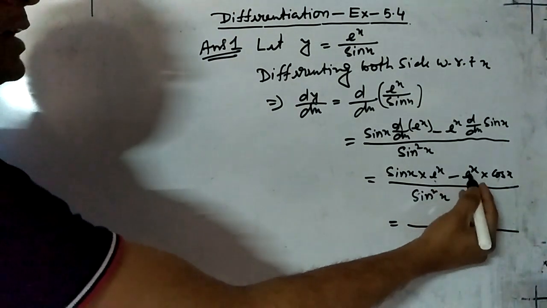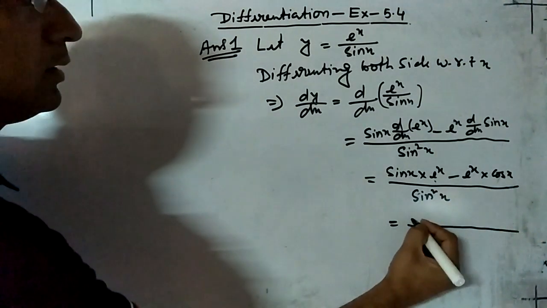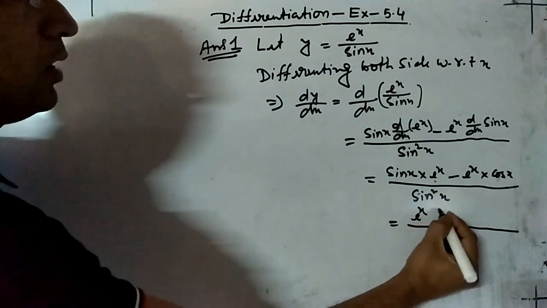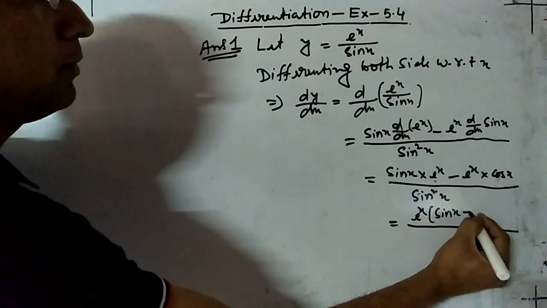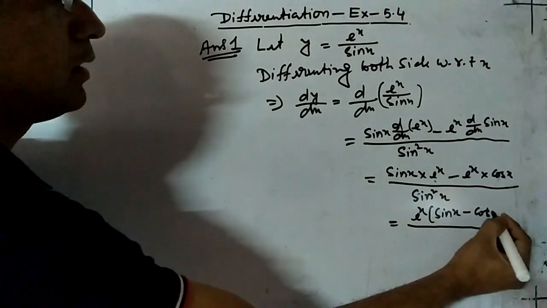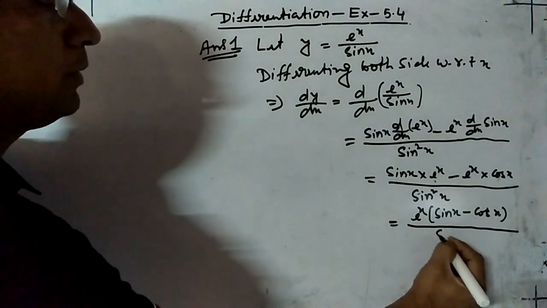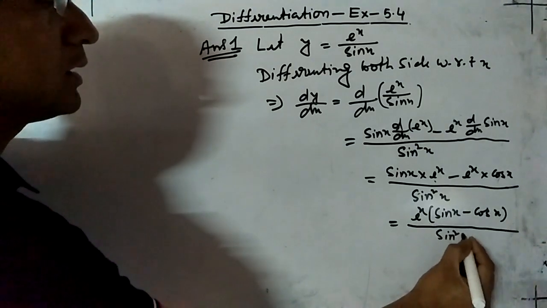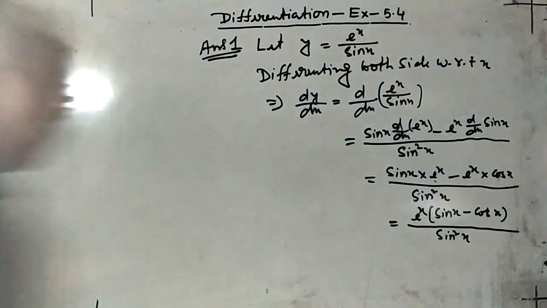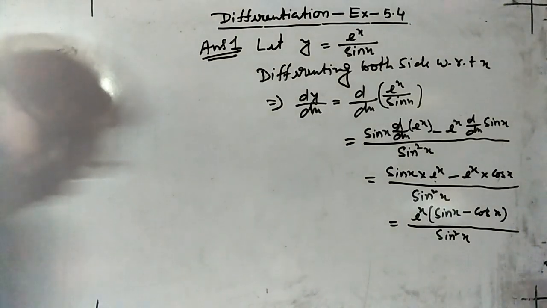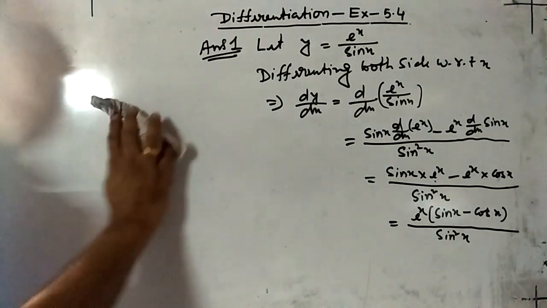Here also e to the power x, here also e to the power x. Take common. e to the power x is common. (sin x minus cos x), and in denominator it is sin square x. I hope everyone understood question number 1. Now we'll solve question number 3.